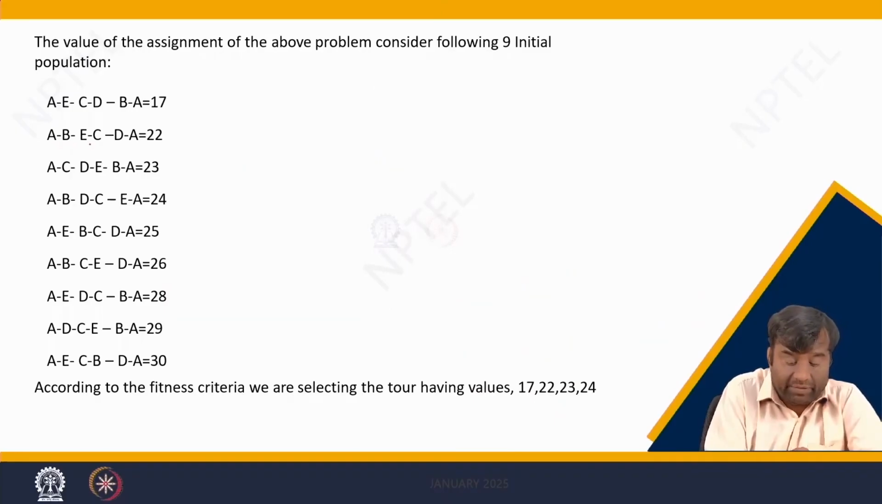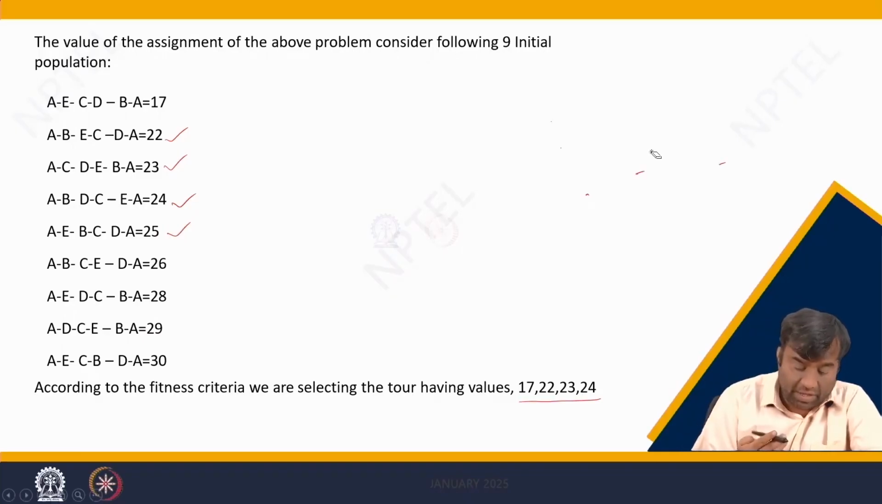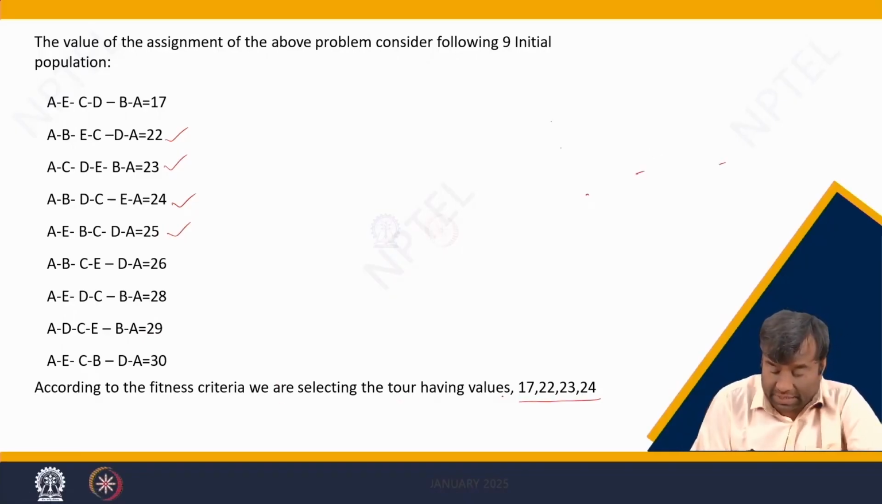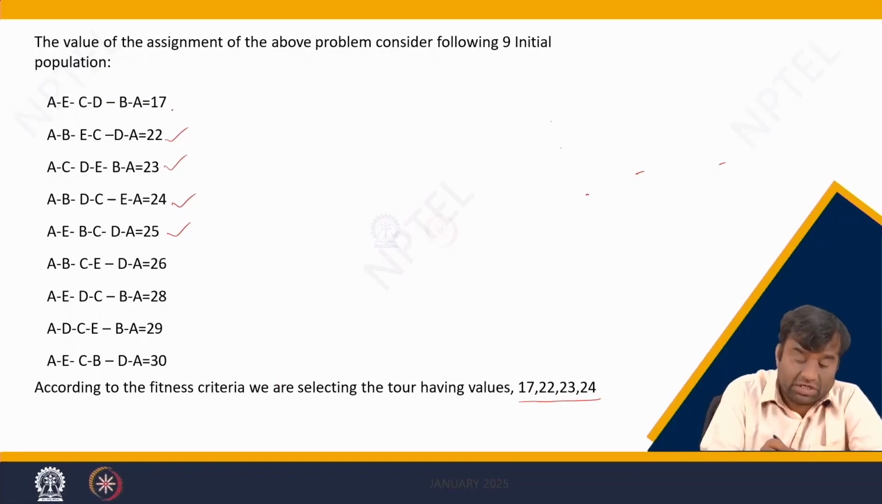Similarly, if you consider A, B, E, C, D, you will get 22. If you consider A, C, D, E, B, A, 23. A, B, D, C, E, A, 24, and A, E, B, C, D, A, 25, like that. So you know that this is a minimization problem. So we have seen that according to the fitness criteria, we are selecting four values, that is 17, 22, 23, 24, which are the least values.